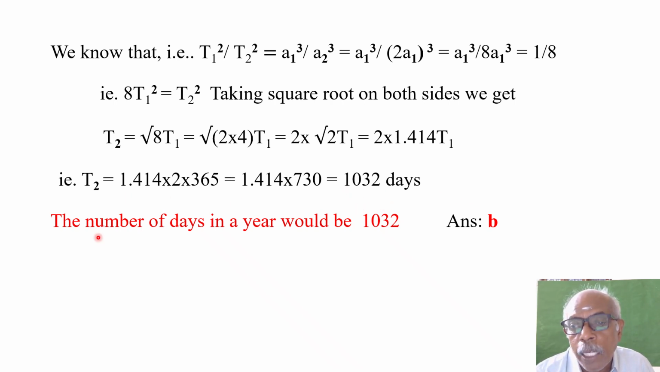So when the distance between the Sun and the Earth is doubled, the number of days in a year would be 1032 days. Option B is the right answer. Anyway, a very good question. You can easily solve this question if you know the formula of Kepler's third law, along with some numerical ability.